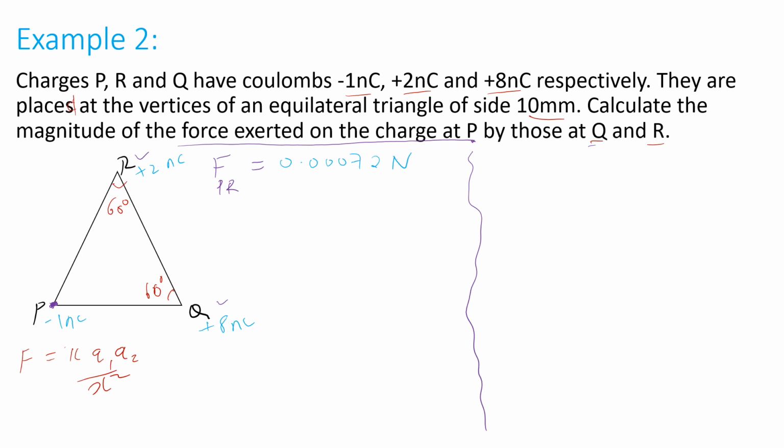The formula is here. Now R is positive, P is negative. It means that the force between them is attractive. Remember, unlike charges do attract. According to the question, it is P which is being attracted. If it is attracted by R, it means it is pulled upwards. So that's the direction of the force on P due to R. Let's go ahead and also calculate the force on P due to Q.